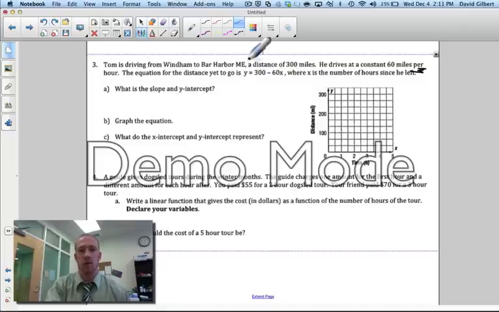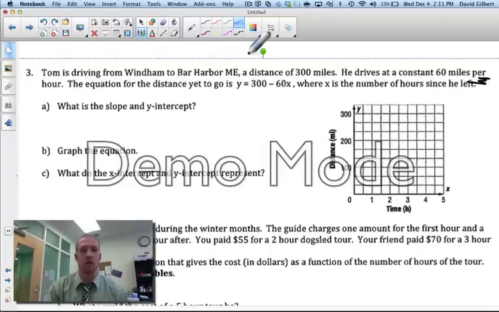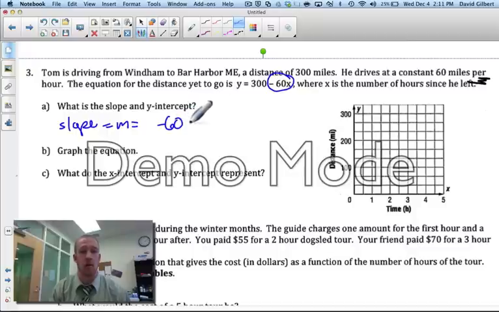So y equals 300 minus 60x. So what's the slope and y-intercept? Well, the slope is the number multiplying the x. So the slope is the m, and that's negative 60. Do not include the x. Don't write the x. It's just negative 60. And the y-intercept is going to be this term here, which is 300.